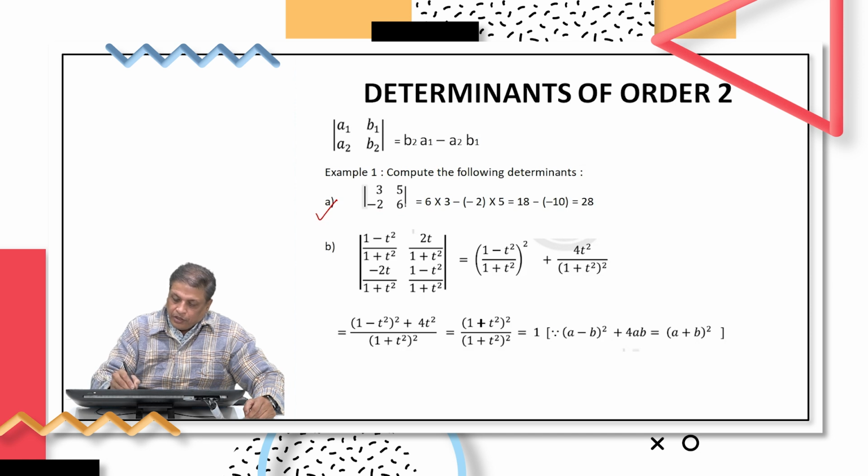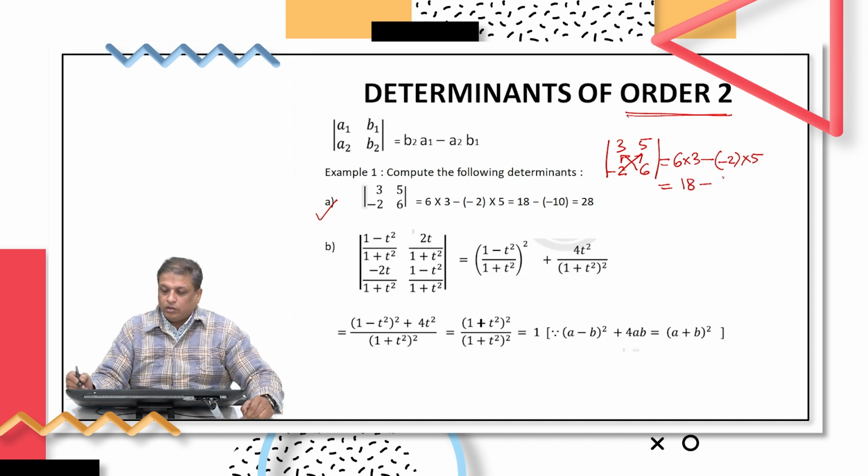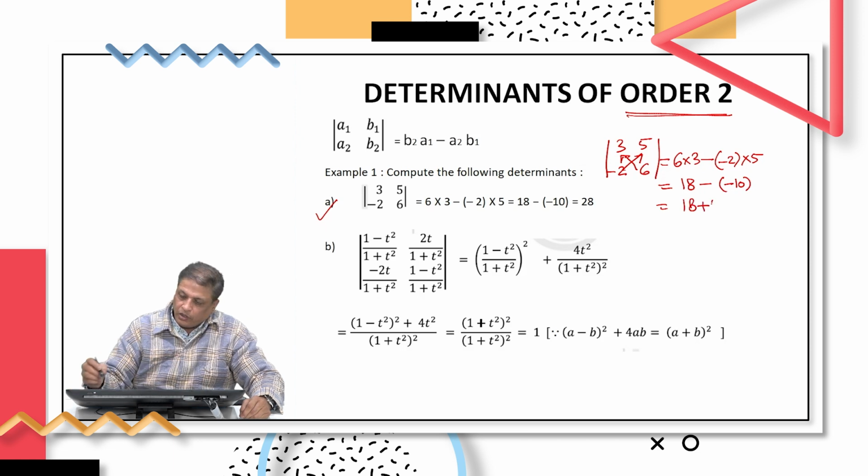Now let's solve it. 3, 5, minus 2, 6. So this into this minus this into this. So 6 into 3 minus minus 2 into 5. So 6 into 3 is 18, minus of minus 2 into 5 is minus minus 10. So that is 18 plus 10, equal to 28. So this is the solution of this determinant of order 2. I hope you understand how to solve this.